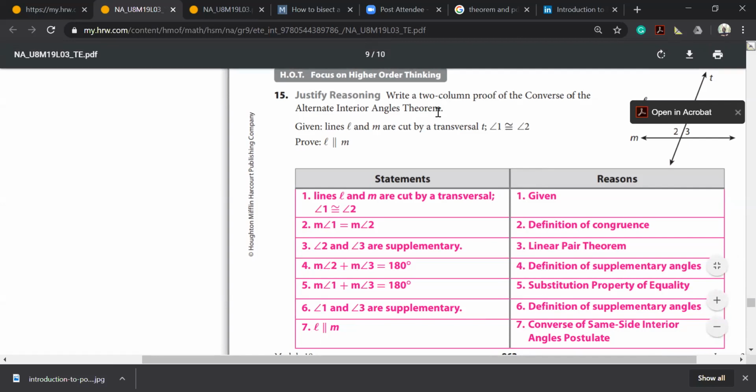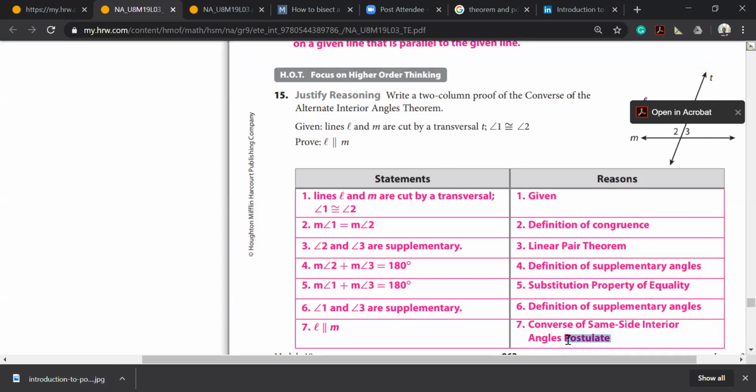So always to prove a theorem, girls, you have to reach a postulate. To prove a theorem, you have to reach a postulate. Because after you reach a postulate, it is always true. You don't need to prove it. Whenever you reach it, it's always true.